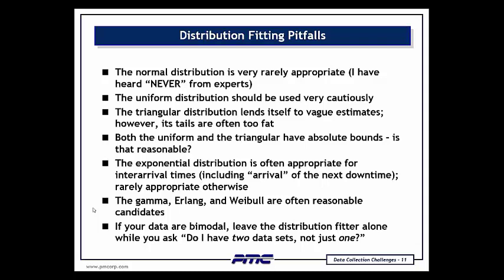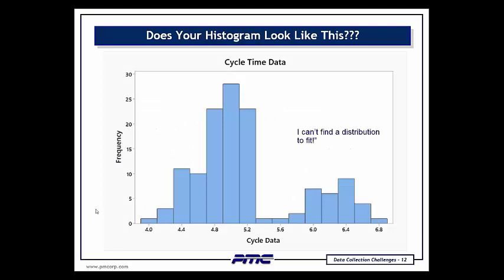Now, suppose your data are bimodal. Put the distribution fitter aside if your histogram looks like this. I guarantee you, if you put those data into a histogram, and this is real data, got it right out of Project X, confidential, but that's where it came from, you won't find a distribution to fit. The beta distribution is one of the very few that has two peaks if you put in certain parameters, and then they're at the left-hand end and the right-hand end, not like this.